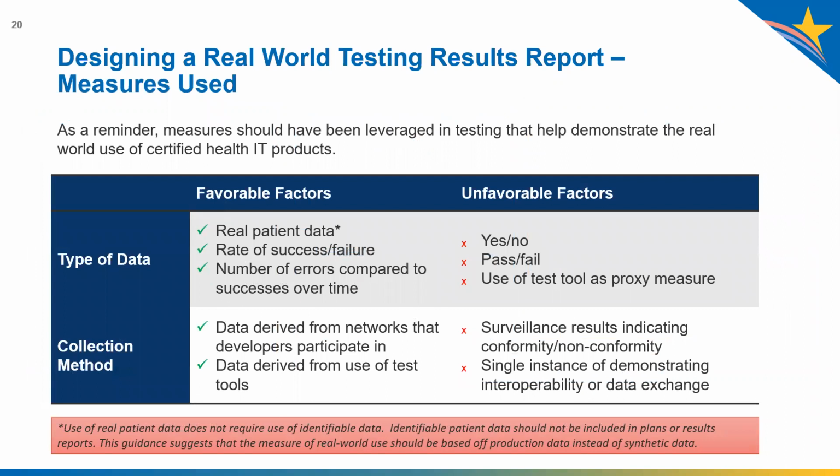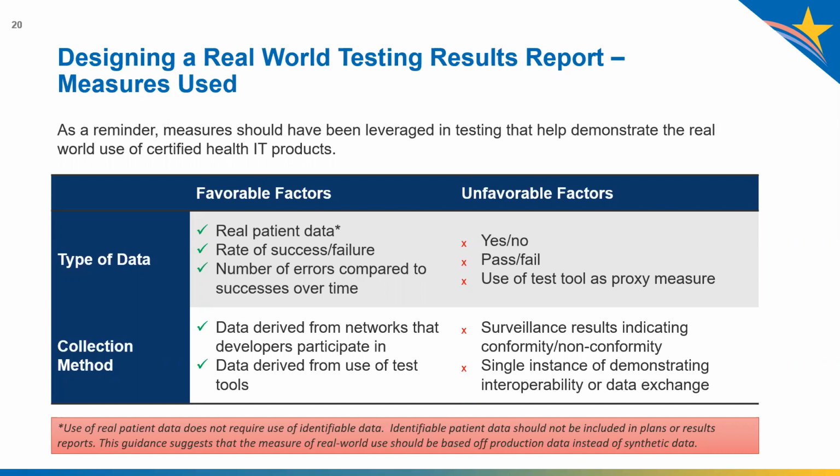All right, so just as a reminder, there were favorable factors for measures to be used in real world testing, and then there were unfavorable factors, right? So now that we're in a place where you're reporting on your actual outcomes of your real world testing and the results of all of those activities, we just wanted to remind you that these are the types of data and the types of collection methods that are favorable.